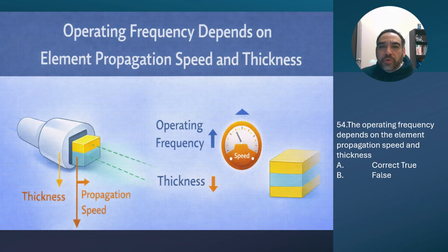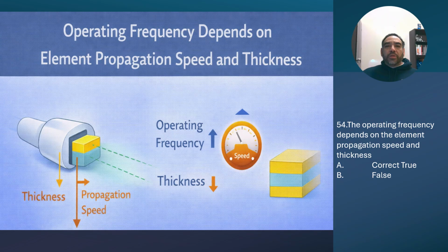Okay, next one. Sorry, I'm going to zoom in. The operating frequency depends on the element propagation speed and thickness. That's a true and false. Again, A is true and B is false. And so, again, the correct answer is true.